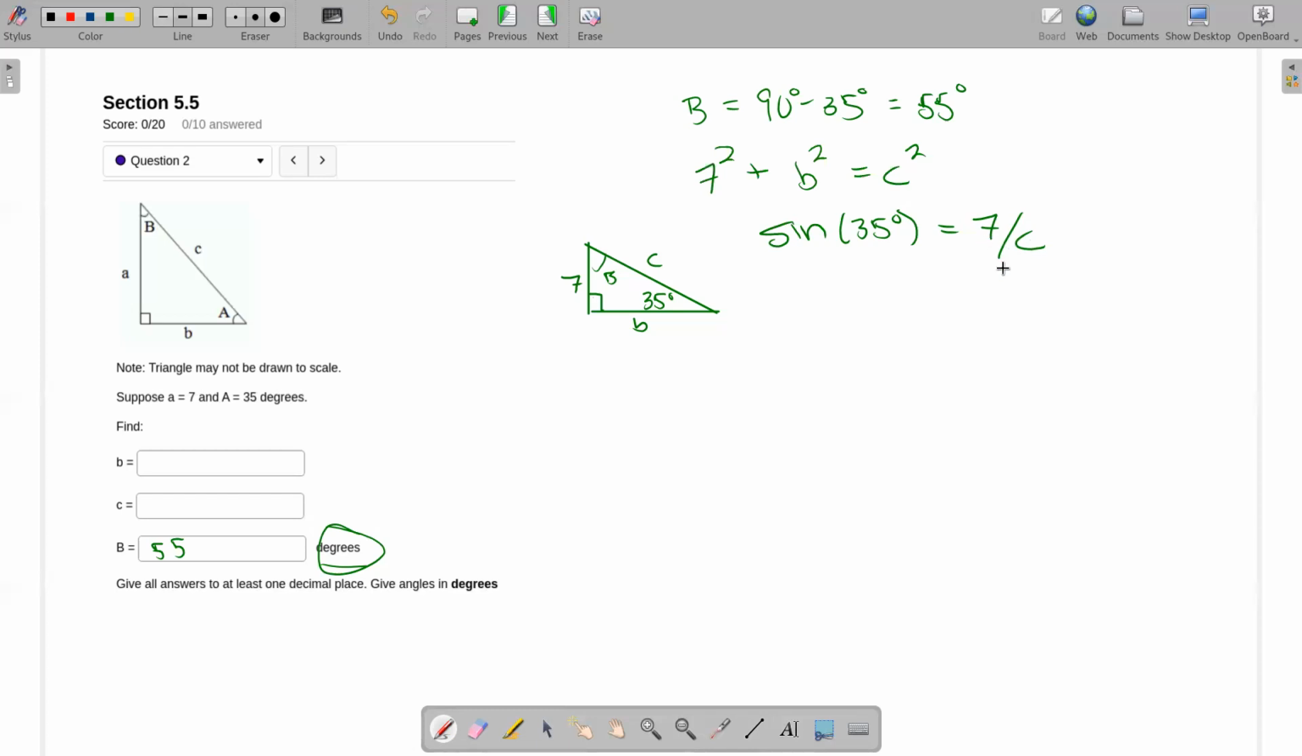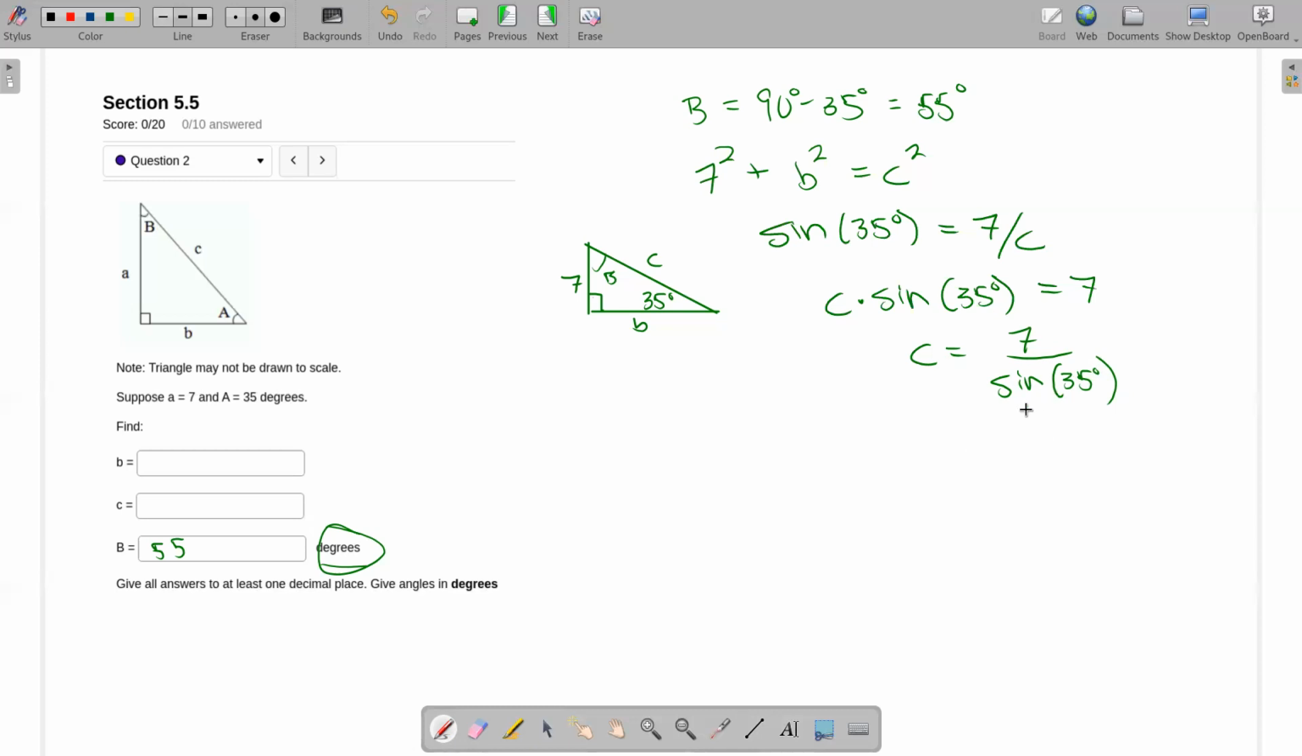That should work, right? So if I solve for C, I would multiply the C to the other side. So C times the sine of 35 degrees has to equal 7. Divide the sine over, so C would have to be 7 over the sine of 35 degrees. So now I know what C is. Now 35 degrees is not a special angle, so this is going to be kind of a messy number on the calculator.